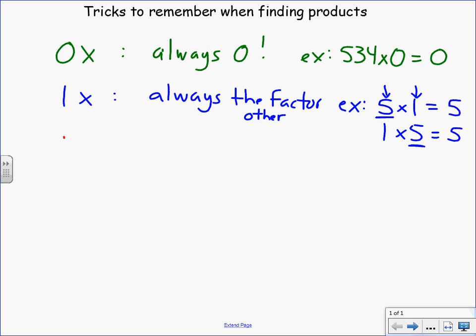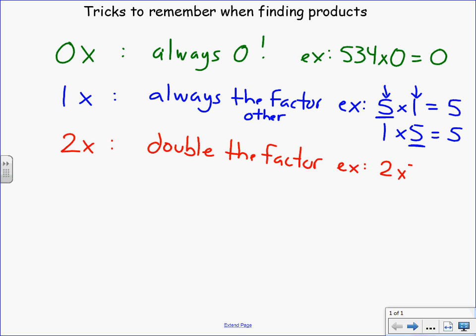That's easy so far. What about the 2? When you want to do 2 times something, just double the factor. So for example, if you want to do 2 times 7, it's the same as 7 plus 7, and you know that's 14. So 2 times 7 is 14. You have to remember 2 times means you double it.